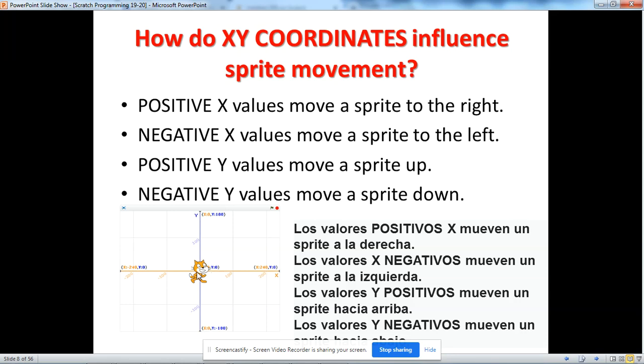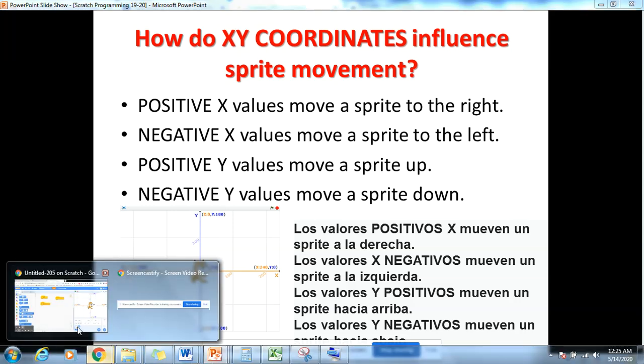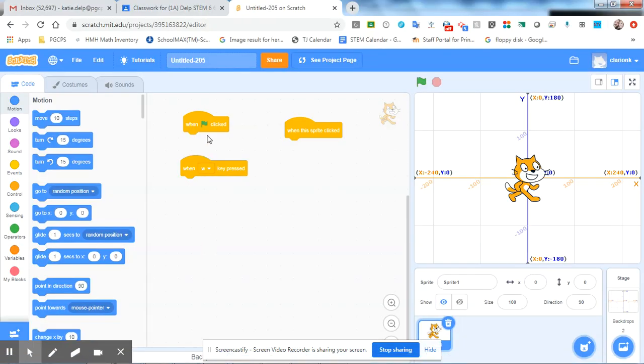If we want a sprite to move to the right, we need to make sure that we have a positive x value. If we want a sprite to move to the left, we need to make sure that we have a negative x value, okay? And that's because right in the center here, we have 0. Anything higher than 0 is a positive number. Anything lower than 0 is a negative number. So let me show you what I mean in Scratch, okay?